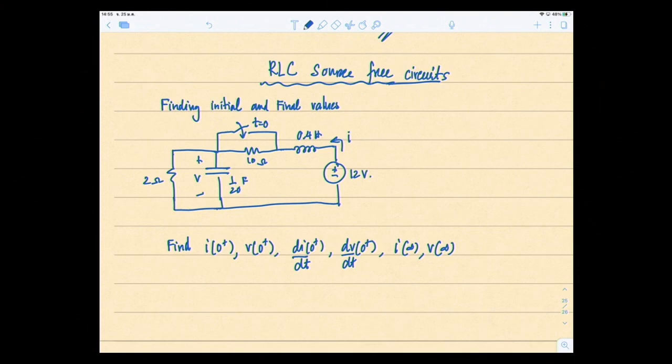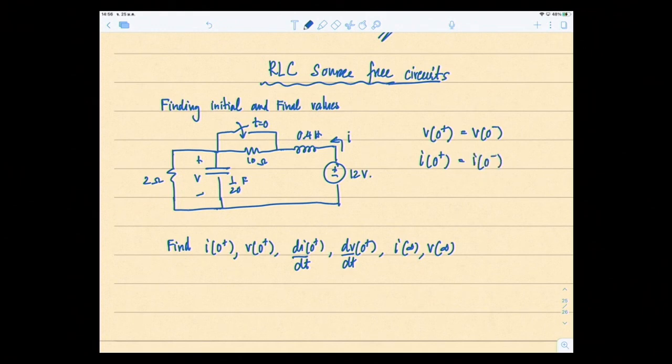Let's see. The reason we can find i at 0+ is that I is the current going through an inductor, so it's like iL, and V is the voltage drop across a capacitor. So we can write our rules: the voltage across a capacitor cannot change instantaneously, so v(0+) equals v(0-). And the current going through an inductor cannot change instantaneously, so i(0+) equals i(0-).